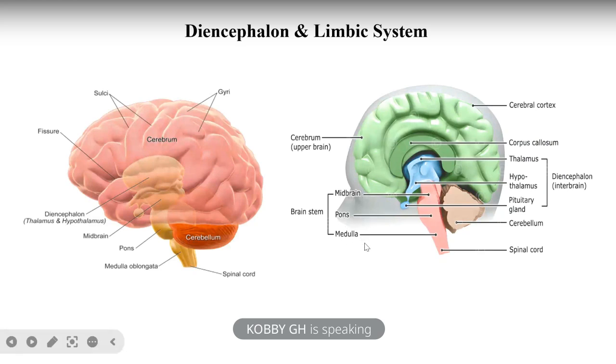So typically a human brain is made up of three main parts. We have the cerebrum, which you can also call the telencephalon or the upper brain, then the brain stem, then the cerebellum. Is that okay? The cerebrum is the largest part, the upper brain.